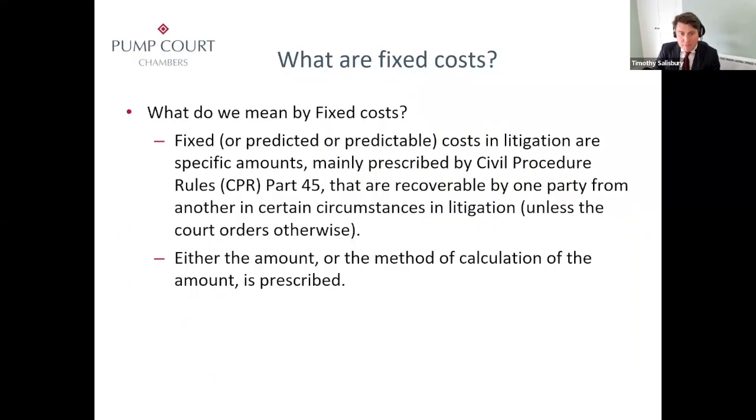So what do we mean by fixed costs? Fixed costs, or predictable or predicted costs in litigation, are specific amounts mainly prescribed by Civil Procedure Rules Part 45 that are recoverable by one party from another in certain circumstances in litigation unless the court orders otherwise. So what this means is that either the amount or the method of calculation of the amount is prescribed by the rules.